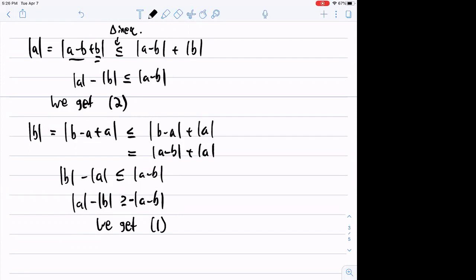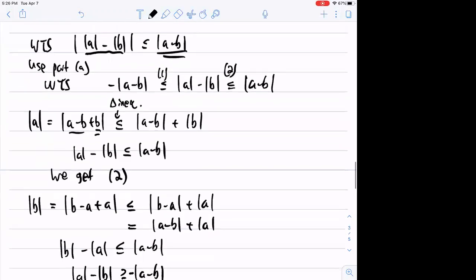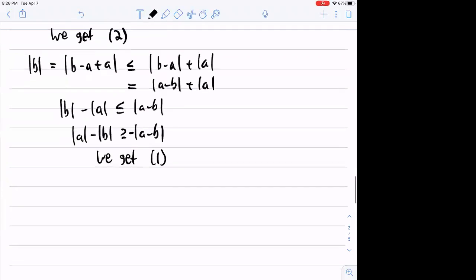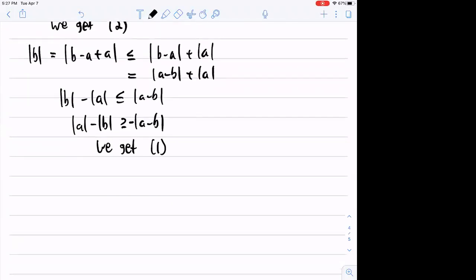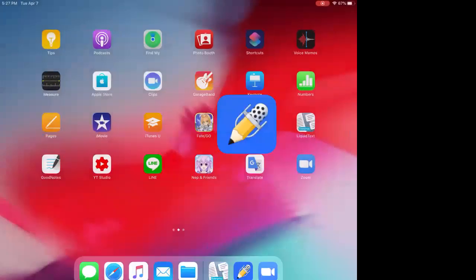So here we basically proved the result, right? We proved the reverse triangle inequality. This is something you'll use in the future. If you ever encounter something minus something, right? If it's a plus sign, then it's easy. It's just the triangle inequality. So okay, let's do one more.